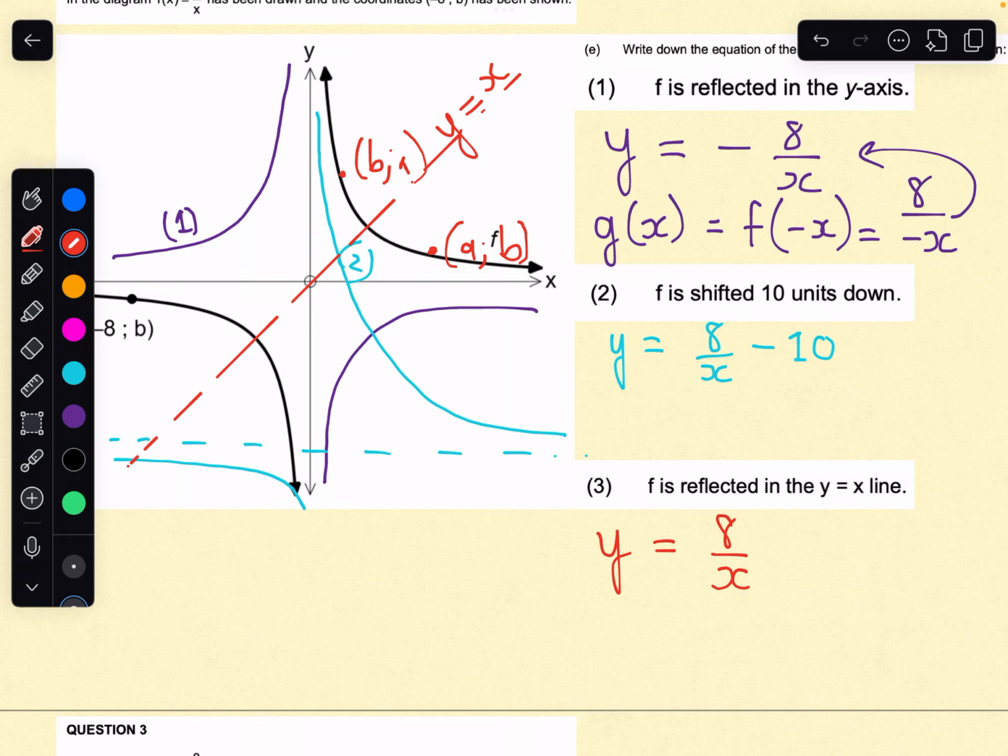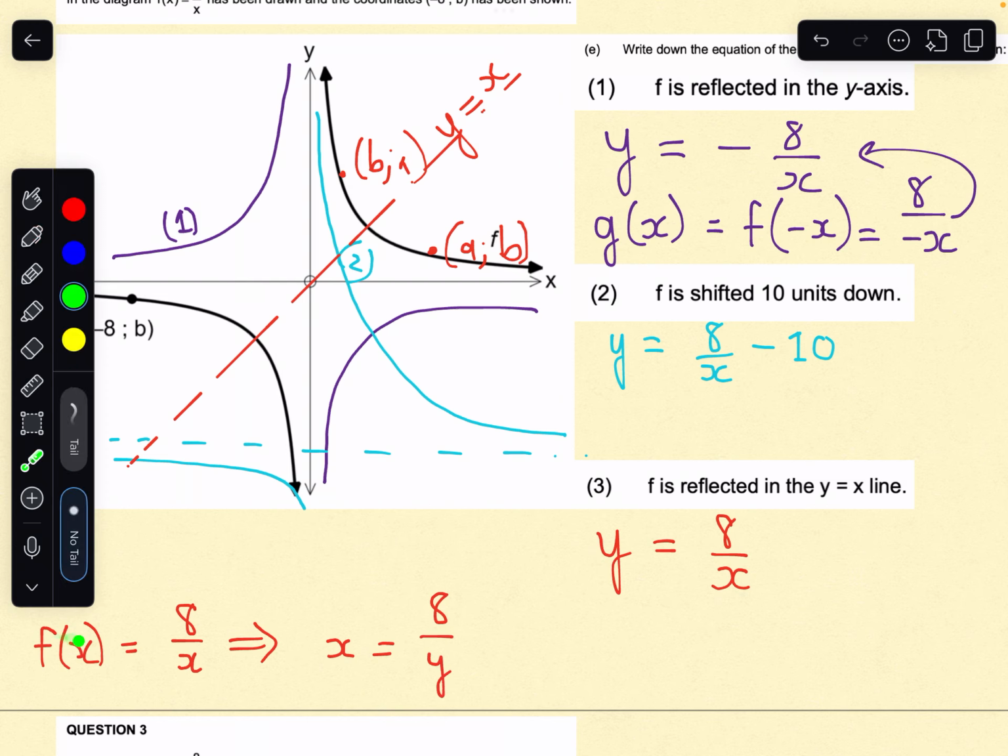In other words, the x and y coordinates switch around. So if f of x is equal to 8 over x, then the equation of the curve reflected in the y is equal to x line will be x is equal to 8 over y. Remembering that this is just y. Right, so if we then try to make y the subject of the formula, this is now the function g of x, which is the reflected one.